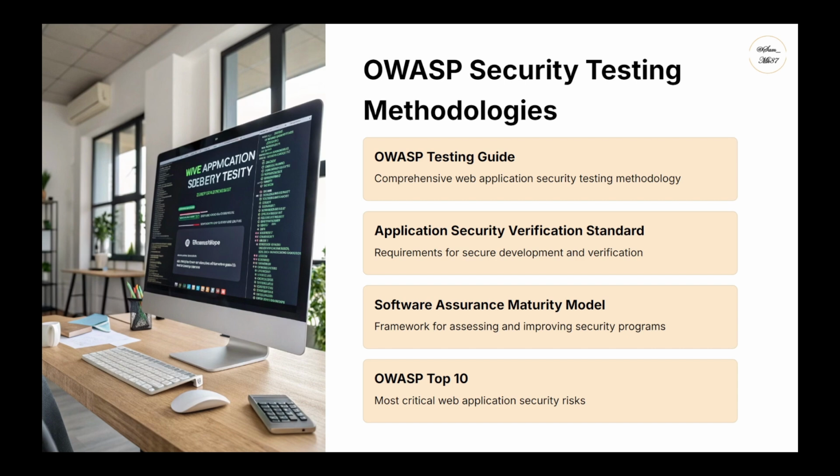And of course, the OWASP Top 10, which is perhaps the most recognized resource. It lists the most critical web application security risks, such as injection, broken authentication, and security misconfiguration, which is a great starting point for prioritizing security efforts.